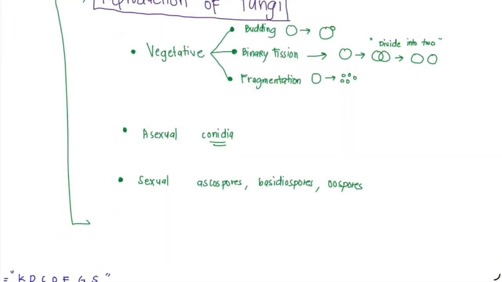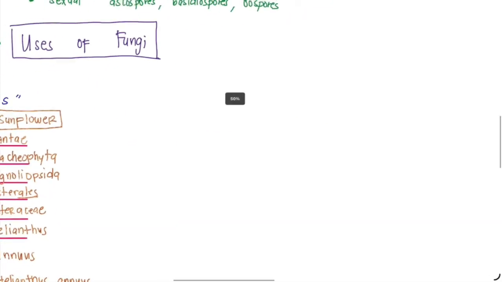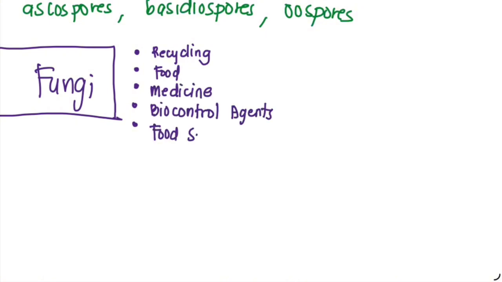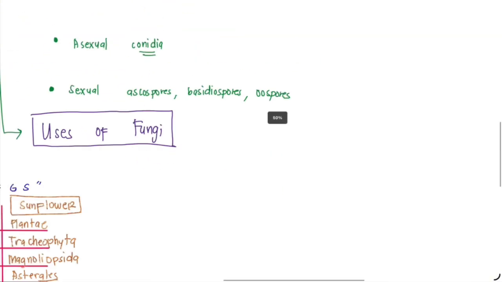So now we proceed with uses naman po of fungi. For, syempre andyan yung for recycling. They play a major role kasi in recycling the dead and decayed matter. Food, medicine, biocontrol, and food spoilage is actually a disadvantage.